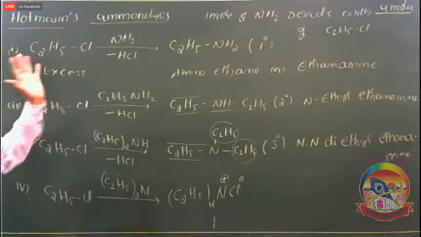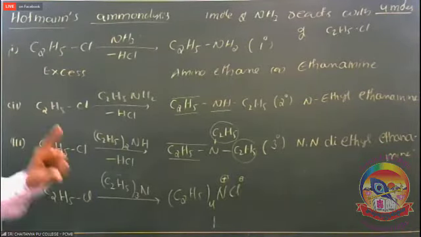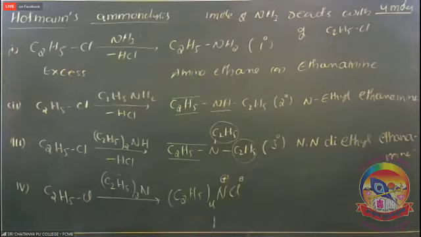So it is an important reaction. 1 mole of ammonia reacts with how many moles of ethyl chloride? 4 moles of ethyl chloride. What is the name of the reaction? Hoffman's ammonolysis reaction.